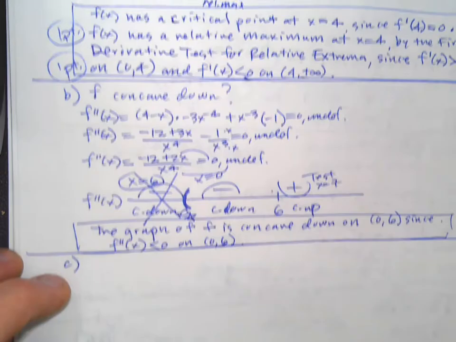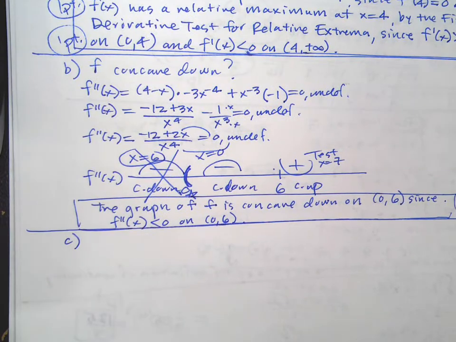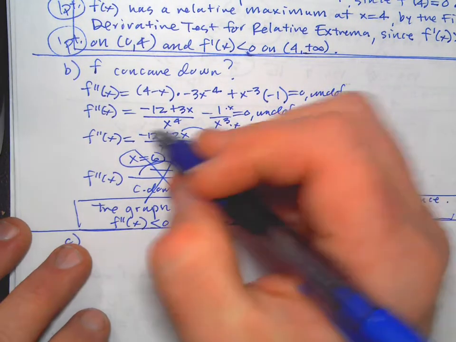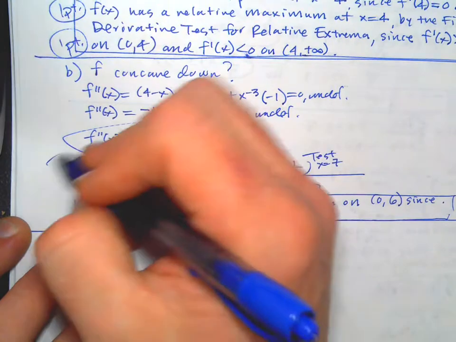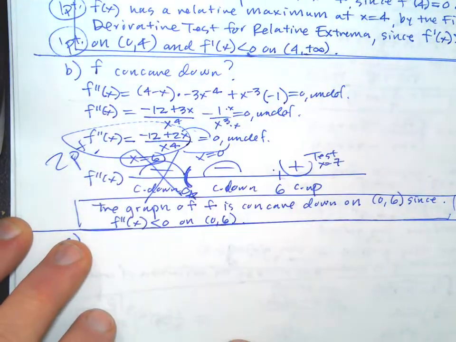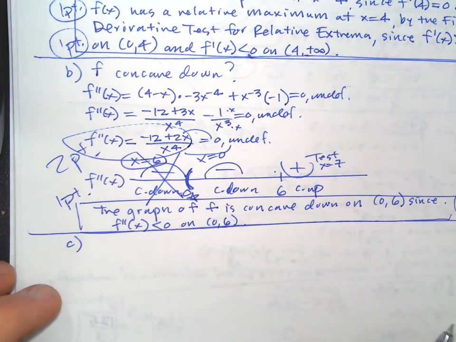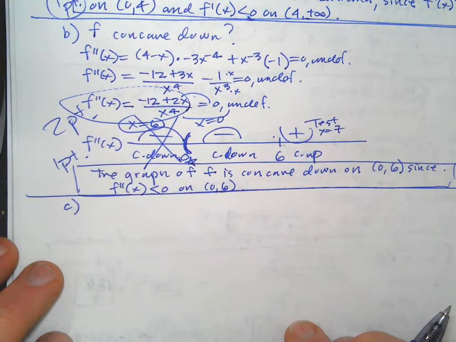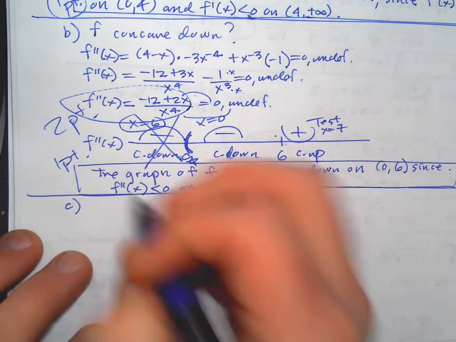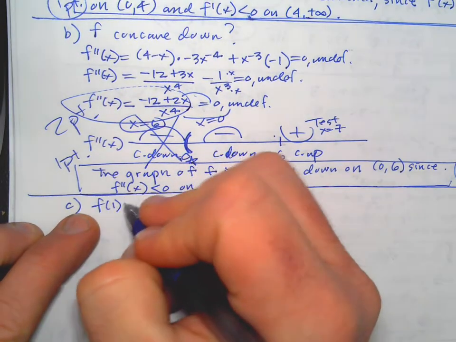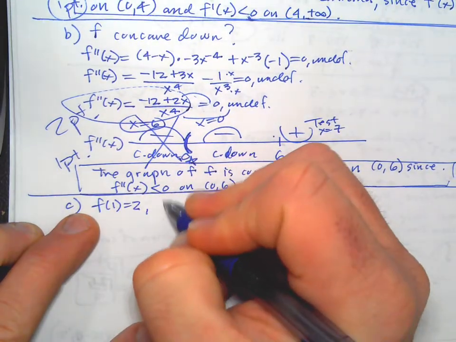Okay, by the way, on the points there, you got 2 points for just getting the second derivative correct. And then you got 1 point for the answer with justification. Okay, 3 points. Part C, given that f of 1 is 2, determine the function f of x.